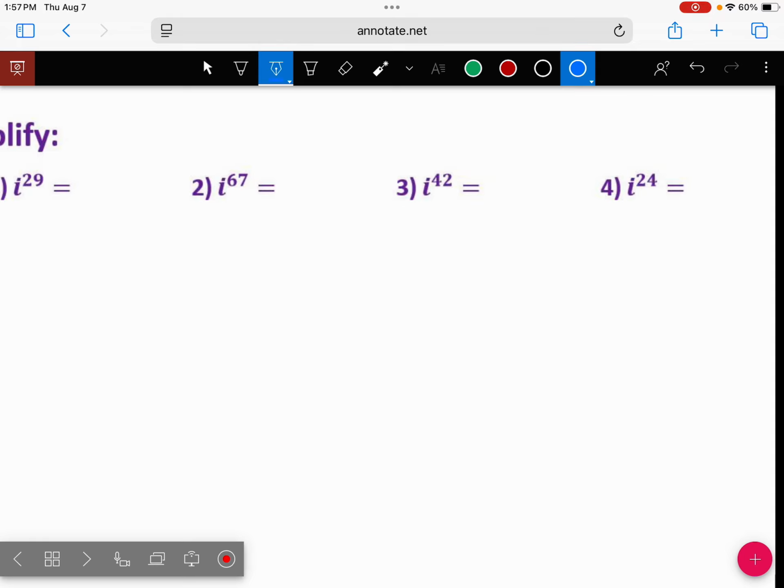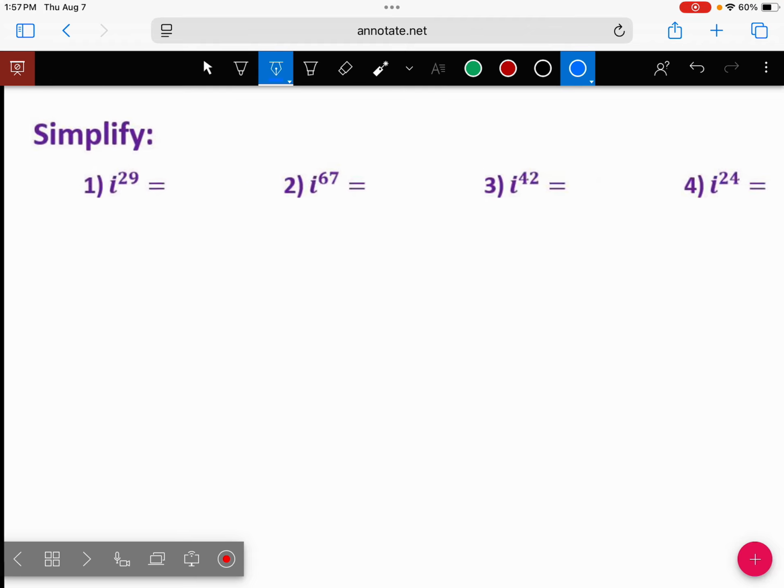So we got i to the power of 29, and then we have i to the power of 67, and then we have i to the power of 42, and we have i to the power of 24. So keeping in mind what I just said, every time we hit a factor of 4, we do a reset. Looking at the numbers that you all helped me write on the board, what's the highest factor of 4 that I can reach before I go over 29? So how high can I go before I hit a number bigger than 29?